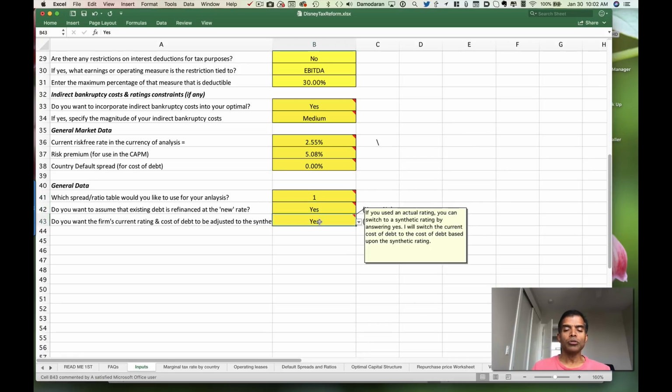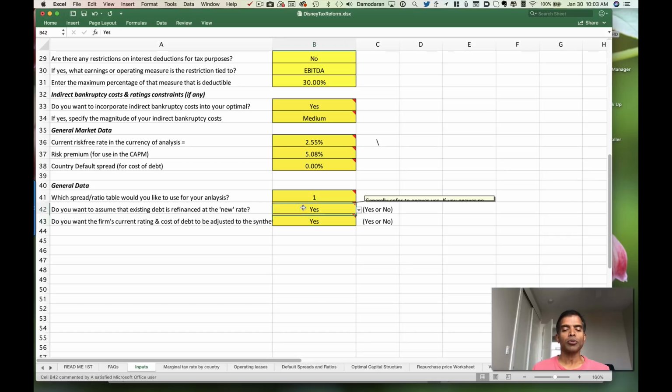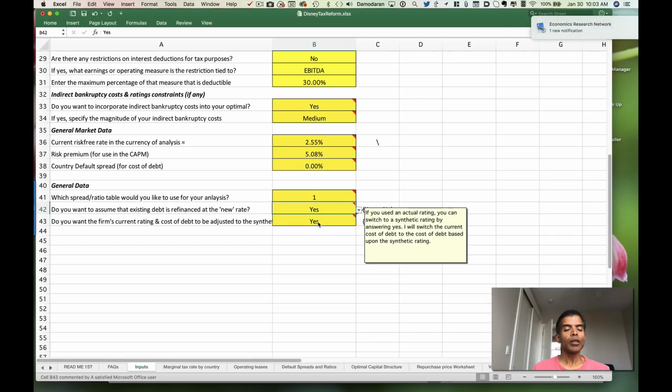Then the last two options, just leave it at yes for the moment. Basically, I ask you whether you want to assume the existing debt is refinanced at the new rate. It's the safest assumption to make. If you enter no here, I will let you rip off your existing bondholders, because you will keep the rates for those bondholders at low rates while you keep going to a higher rate. Unrealistic in the long term. That's why I prefer to leave it at yes.